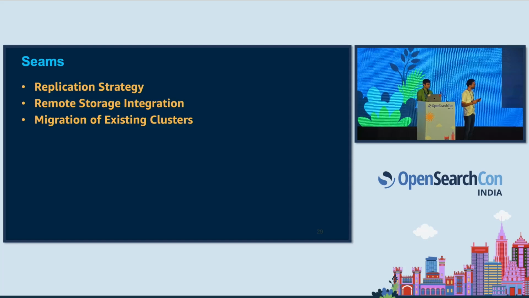Right. Now, with our first two themes, we are able to achieve the storage and compute separation that we wanted. And any new cluster now will be able to achieve that, right? But what happens to the existing clusters? Existing clusters are running on document-based replication. How do we move them from one to another? And this is where our third theme comes into the picture: migration of existing clusters to segment replication and remote backed storage.